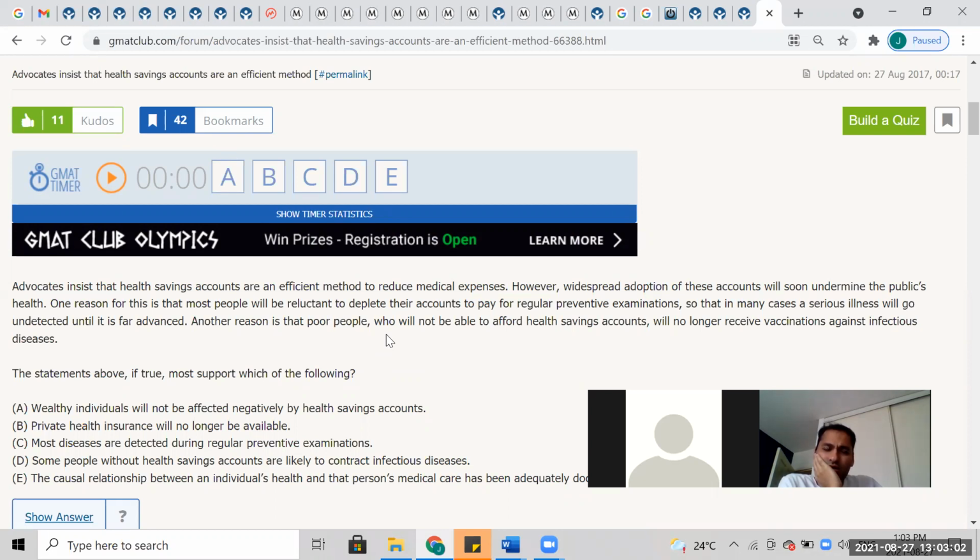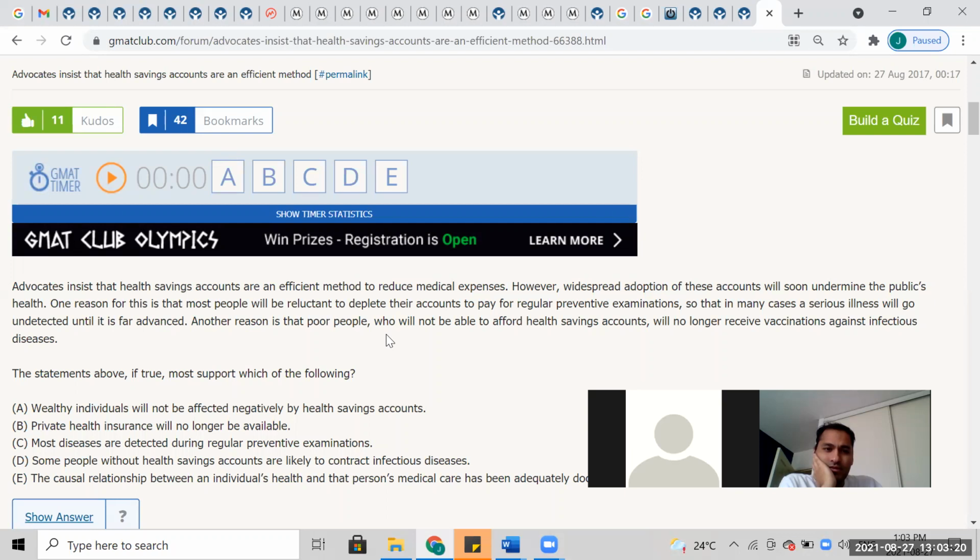Just a quick question here: is a health savings account a specific account from where you can spend money for medical purposes only? Yes, exactly. Mostly, even I don't know what it is, because we have insurance here also. This is what I make out of it.